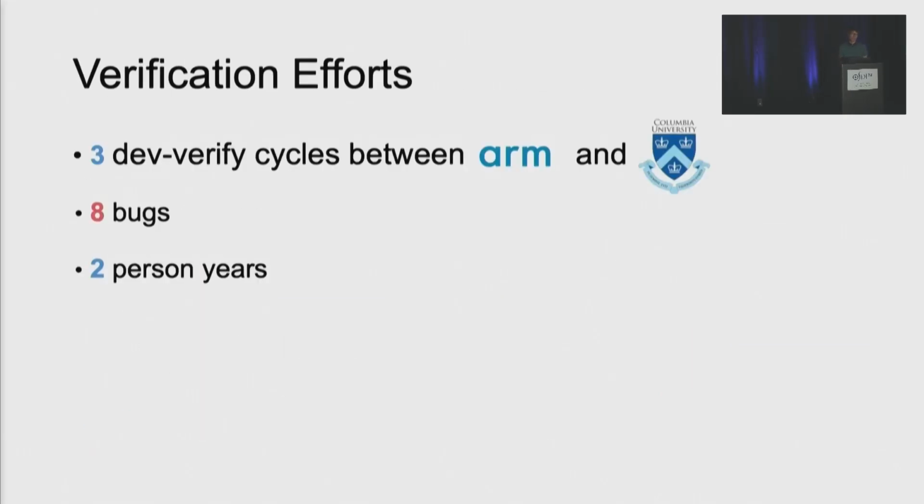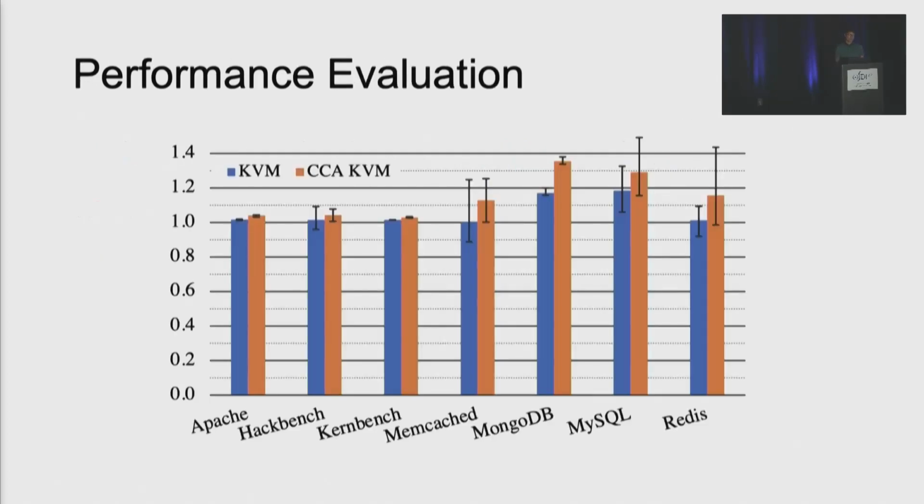Then we discuss evaluation. RMM was developed by ARM and verified by our Columbia lab in parallel. We've gone through 3 iterations of development and verification cycles. It turns out that after extensive testing, our verification procedure still found 8 vulnerabilities in RMM. The verification took 2 person-years in total and finished just a few months after the development of the RMM prototype. Another piece of good news is that the verified RMM does not bring a significant performance overhead compared with the original prototype, as shown by our performance evaluation.